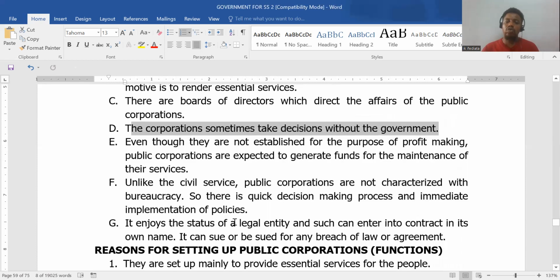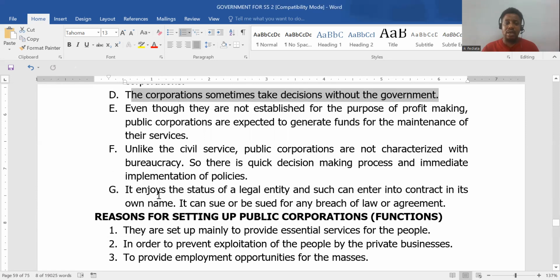Now, they enjoy what we call legal status. They are regarded as legal entities, so they can enter into contracts on their own. They can sue and be sued. Do you understand these points now? So if they fail to provide certain services, people can drag them to court. Now, why do governments set up public corporations?